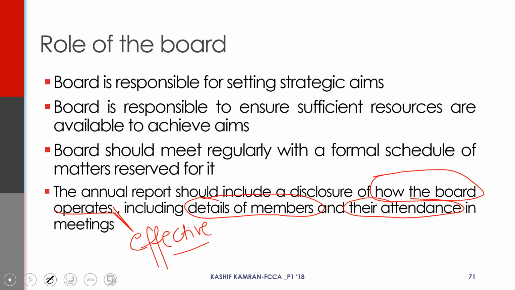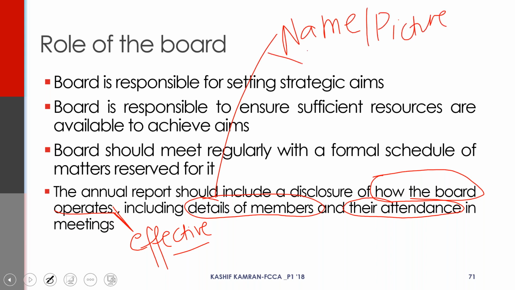Okay. Details of members. Details of members means in the annual report we have to give the details of members, about directors, the name of the director. You must have seen the annual report giving the picture of the director, age of the director, experience of the director, the nationality of the director.